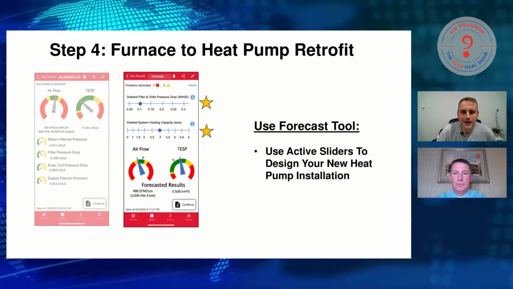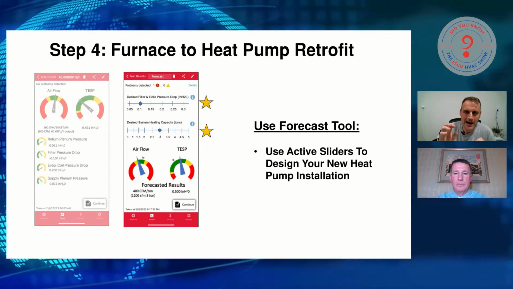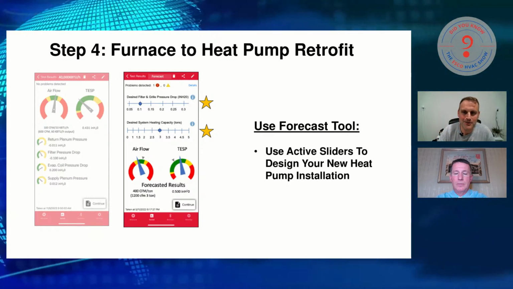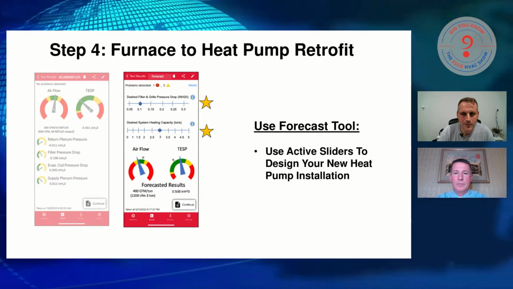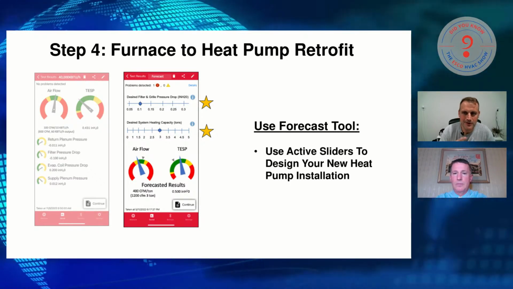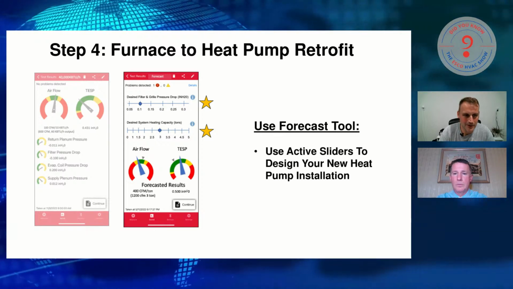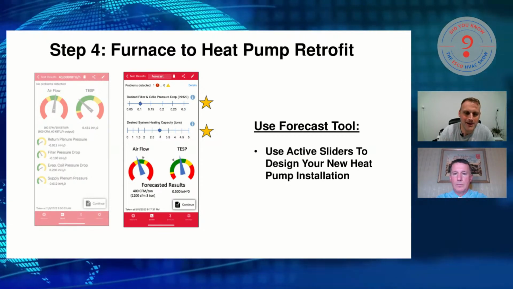If you can give me that information, this is what I'll give you. I will give you what I like to call active slider dials. So I will let you take from that existing report or produce new dials. The top line is desired filter and grill pressure drop. So you're going to move that slider and decide where you want the new filter and grill pressure drop to be. Then you're going to move your desired system heating capacity.